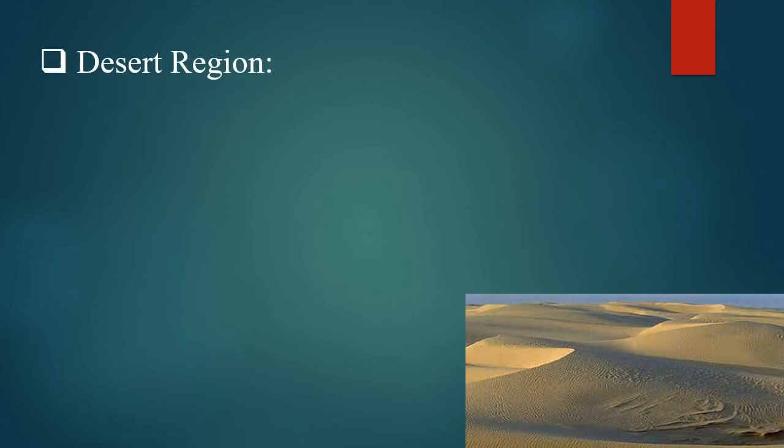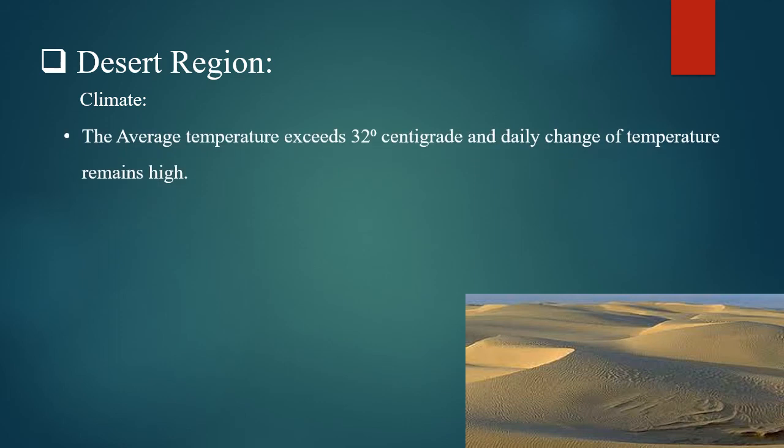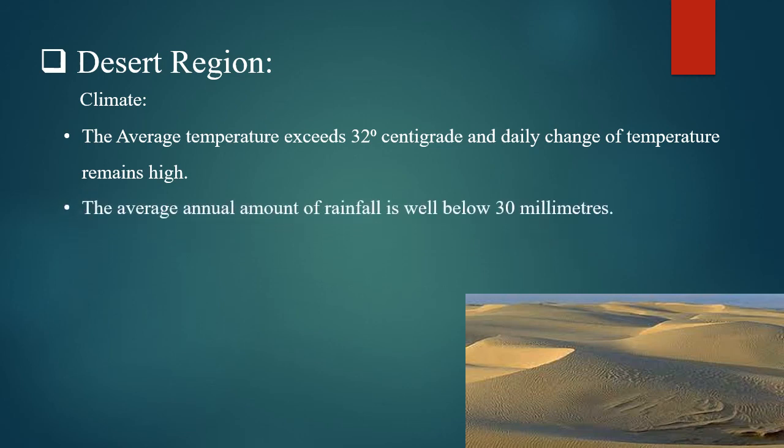Let's talk about the climate of the desert region. The deserts in the torrid region are among the hottest and the driest places of the world. The average temperature exceeds 32 degrees centigrade and the daily change of temperature remains high. The average annual amount of rainfall is well below 30 millimeters.